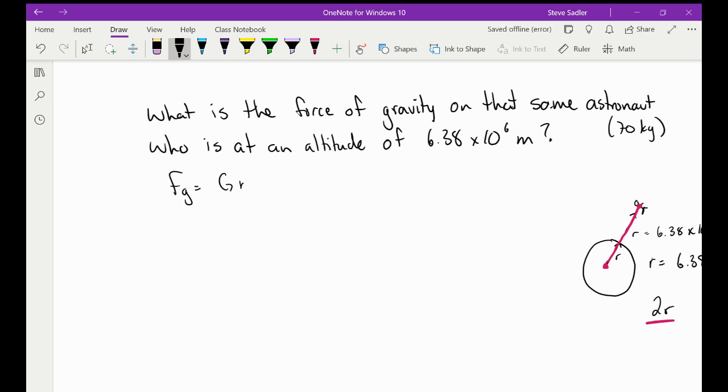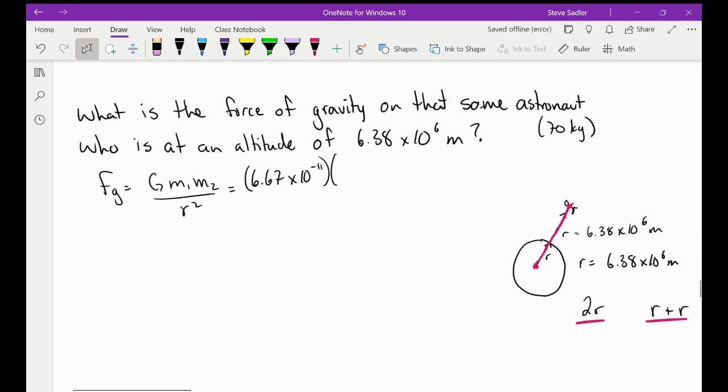Fg is equal to G m1 m2 over r squared. And we can plug our numbers in. So we know G, 6.67 times 10 to the negative 11, sorry. You're going to use that a lot. The m1, mass of the Earth, again, 5.98 times 10 to the 24. You'll use that quite a bit too. Mass of the astronaut, 70 kilograms.